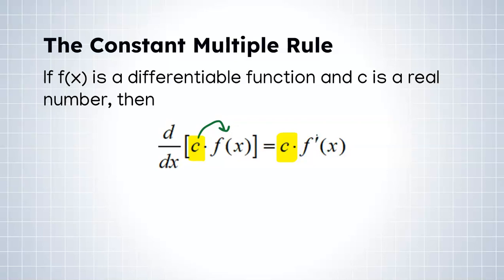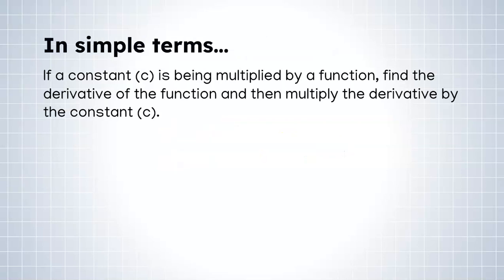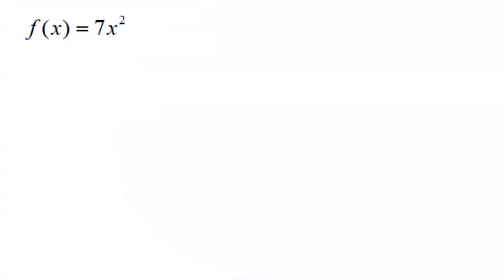That's essentially it. Now, when we use it, it's actually going to be far simpler, to be quite honest. So in really simple terms, if a constant c is being multiplied by a function, find the derivative of that function and then multiply the derivative by the constant c at the end. But let's see how this rule is actually going to work in tandem with some of the other rules we've learned so far, including, and mostly including, the power rule.